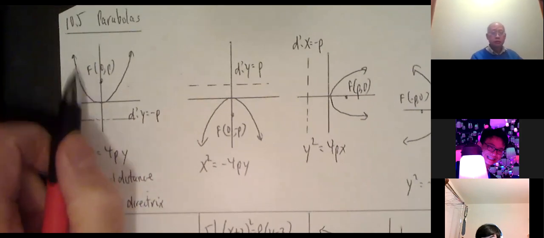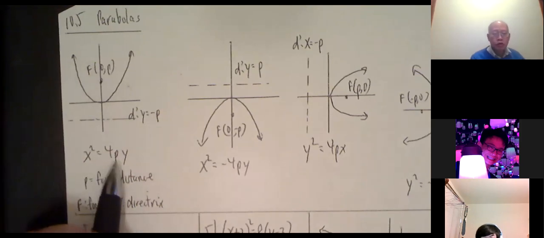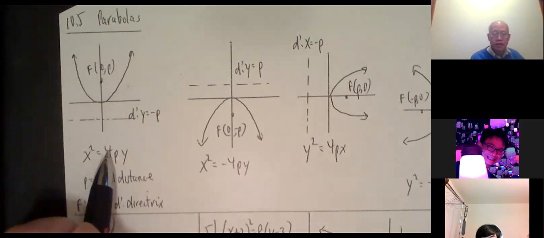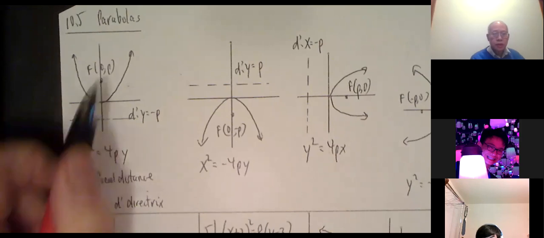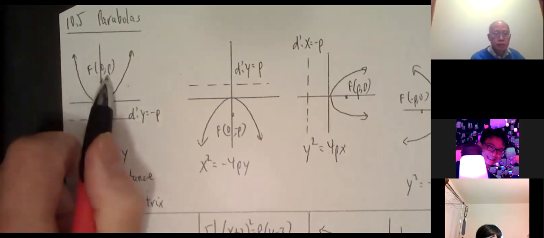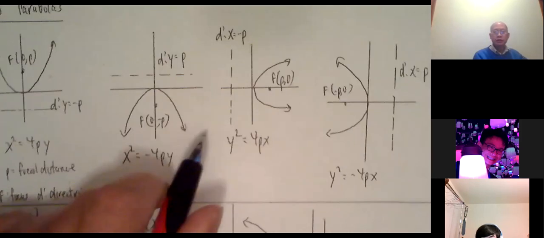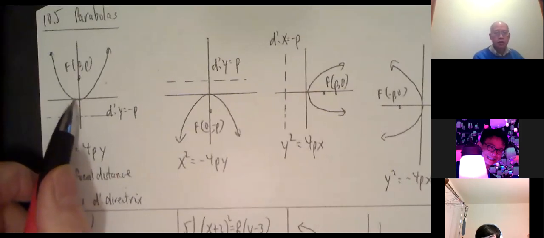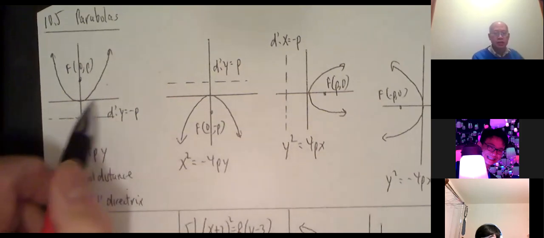Okay, so here is our favorite, quote unquote, x squared equals 4py. If you do all that fancy math, the formula is x squared equals 4py. P is the focal distance. I'm going to use capital F for focus, little d for the directrix. The focus here is (0, p). The directrix is y equals negative p. These 4 pictures are, of course, for the vertex at the origin. We know how to translate, right? Move left, right, up or down as necessary.